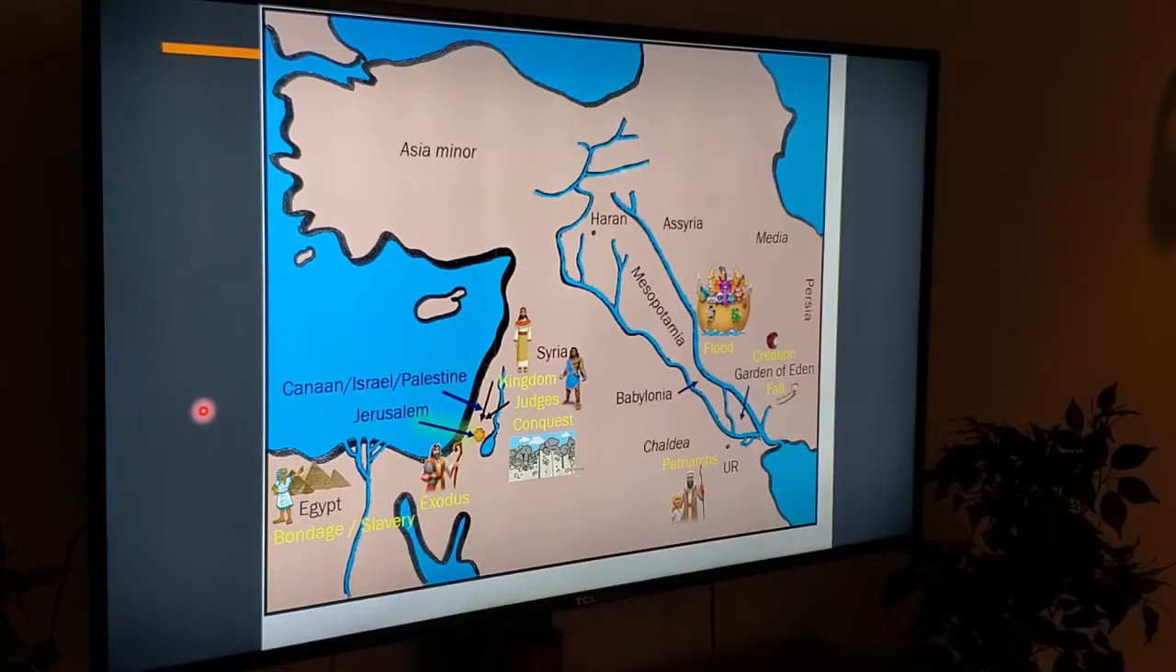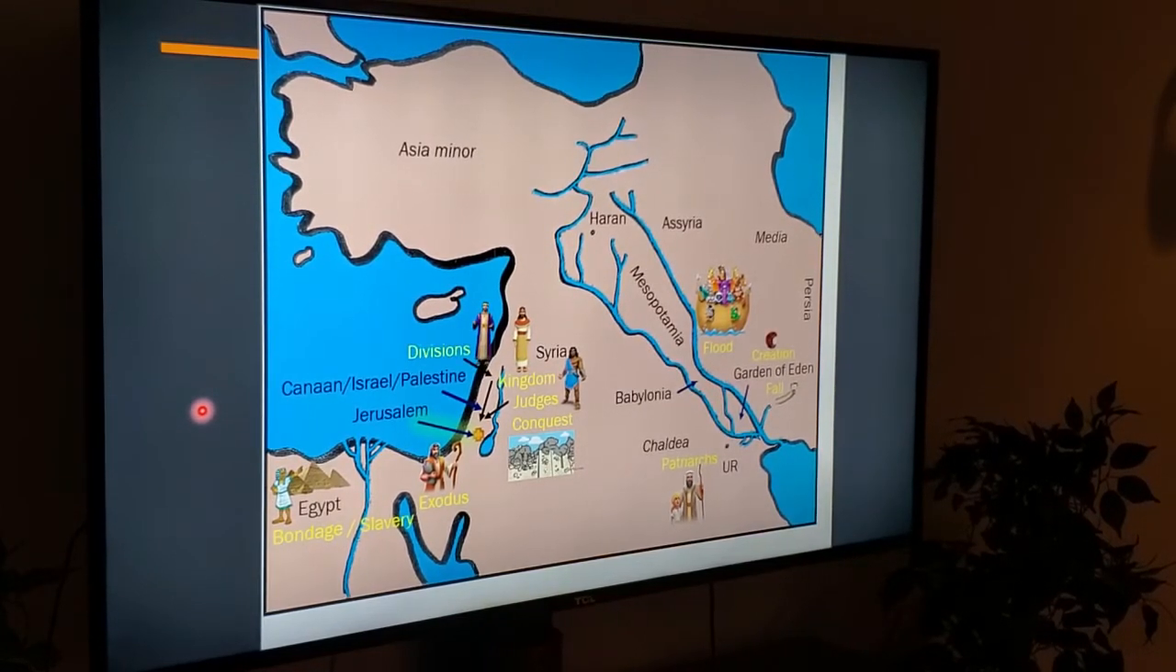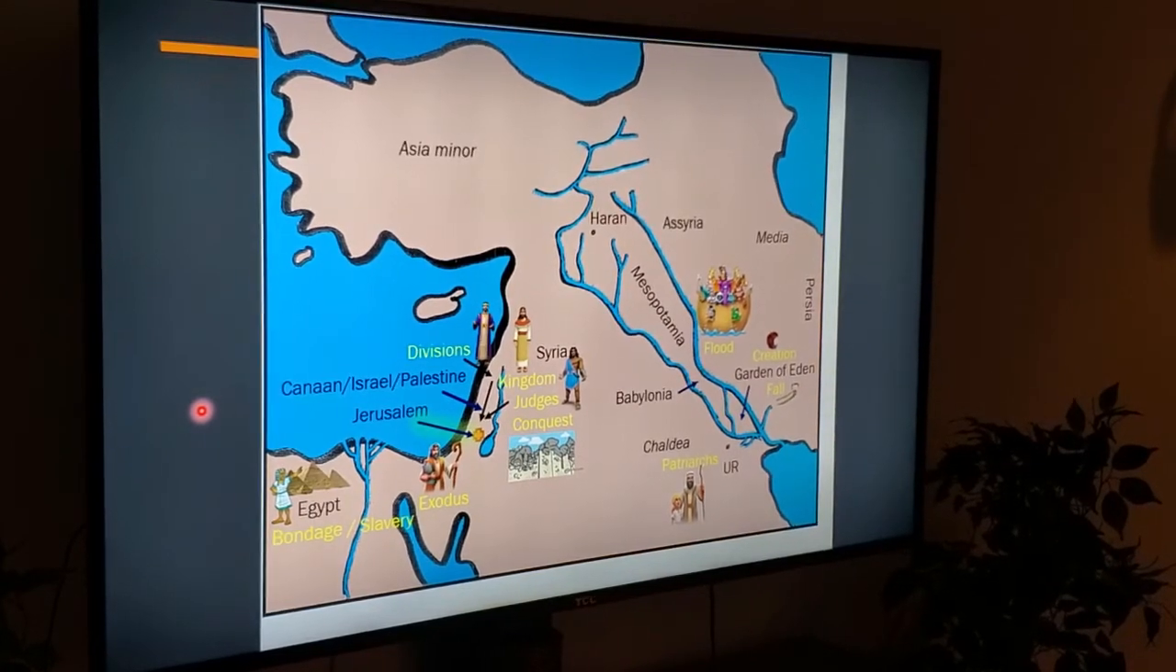Sorry, it's kind of small and it's getting crowded. A lot happens in that little area, so there'll be a lot of arrows. Don't be afraid to write stuff off to the side and put arrows to it, because obviously that's the center of a lot of activity. Then the divisions happen, and the kingdom of Israel divides into a north and a south. I put the arrow pointing to the north part there with Solomon.